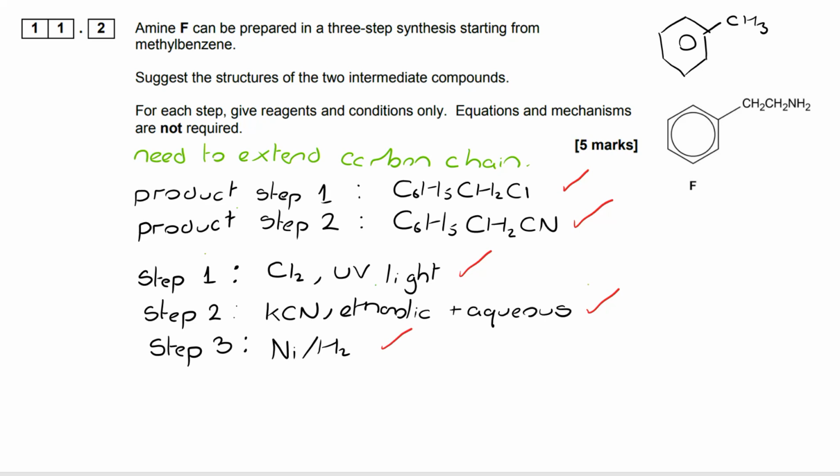Step 3, to go from the nitrile to an amine, we need to hydrogenate. And the easiest way to do that is to add hydrogen directly, and when we hydrogenate, we use a nickel catalyst.